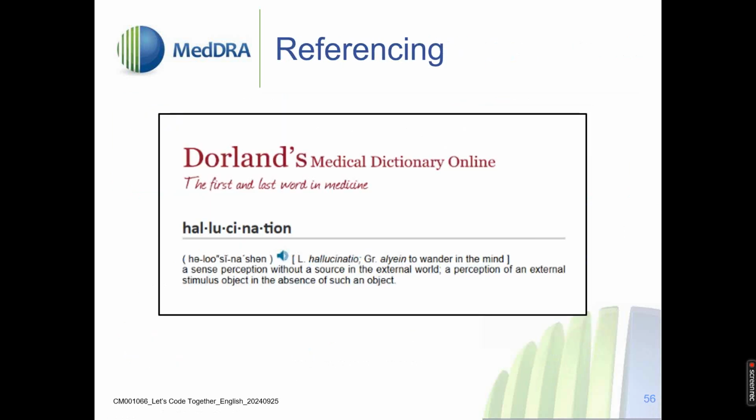So let's look at the Dorland's definition. You'll know we always go to Dorland's first. Hallucination is a sense perception without a source in the external world, a perception of an external stimulus object in the absence of such an object. So it's seeing or hearing or tasting things which are not really there.